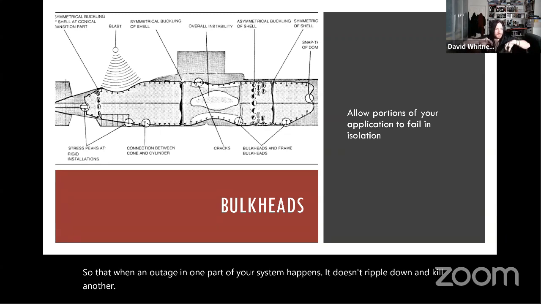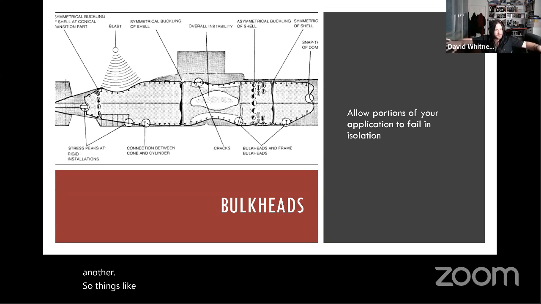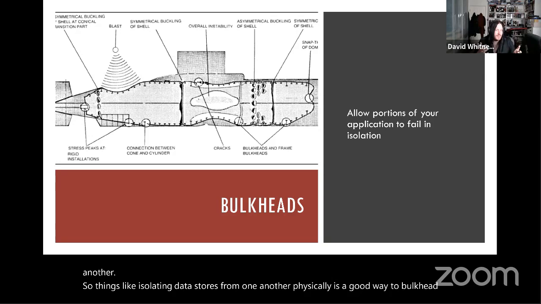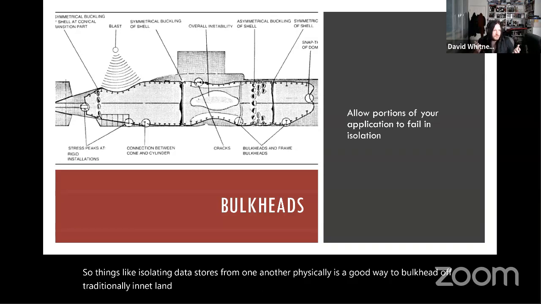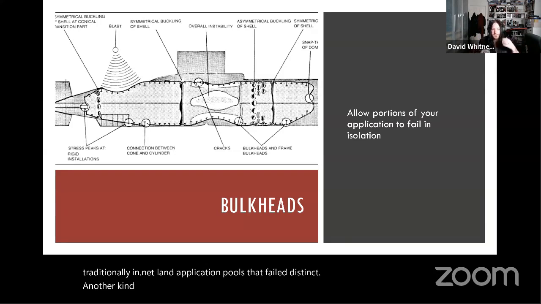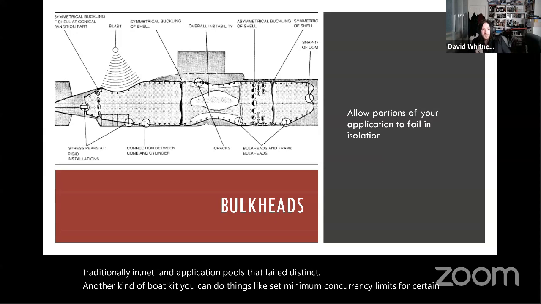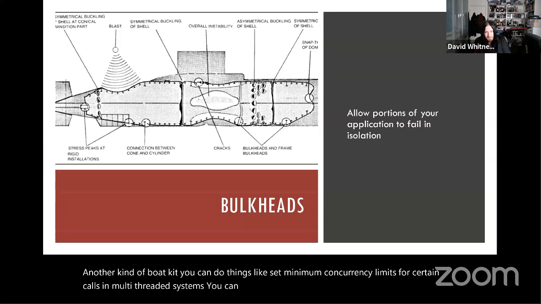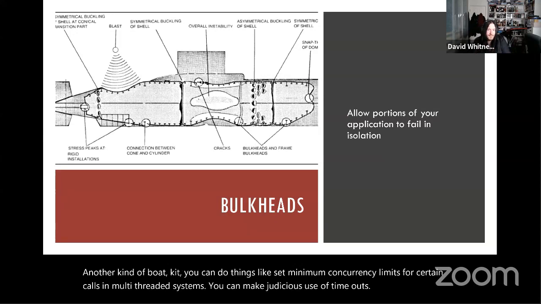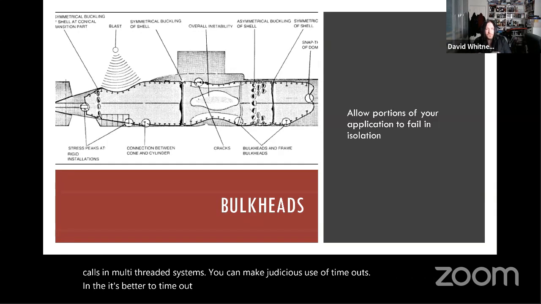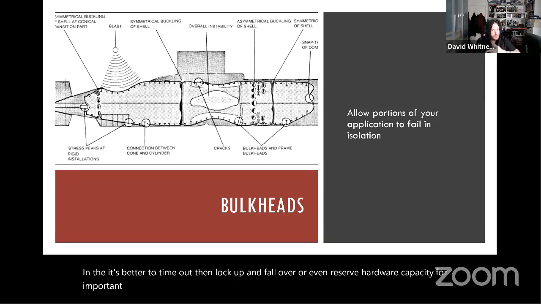So things like isolating data stores from one another physically is a good way to bulkhead off. Traditionally in .NET land, application pools that failed distinctly were another kind of bulkhead. You can do things like set minimum concurrency limits for certain calls in multi-threaded systems. You can make judicious use of timeouts, in that it's better to time out than lock up and fall over, or even reserve hardware capacity for important business functions like checkout or payment.